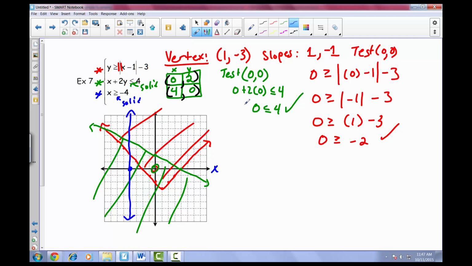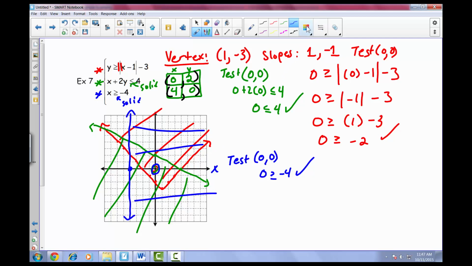Now we have to go ahead and check to see which way we need to shade. Well, we can test the point (0, 0), which is clearly to the right of that vertical line. So we'll test (0, 0). Is 0 larger than or equal to -4? It absolutely is. We tried it, it worked. That means all of these other points would work as well.